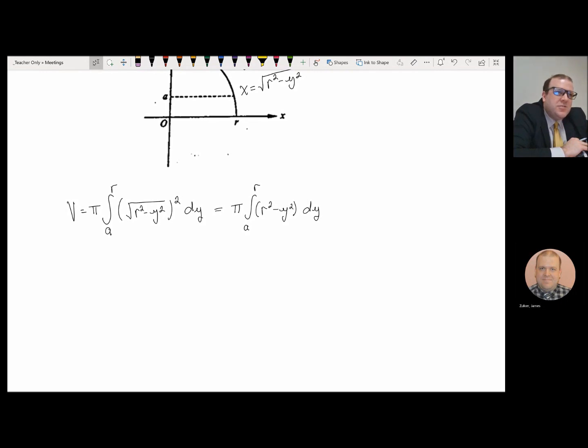And I just need to evaluate this integral. R squared, evaluated with respect to y, is just r squared y, right? And then that will be evaluated from a to r, so r minus a. The first term of the integral is going to be r squared times r minus a.